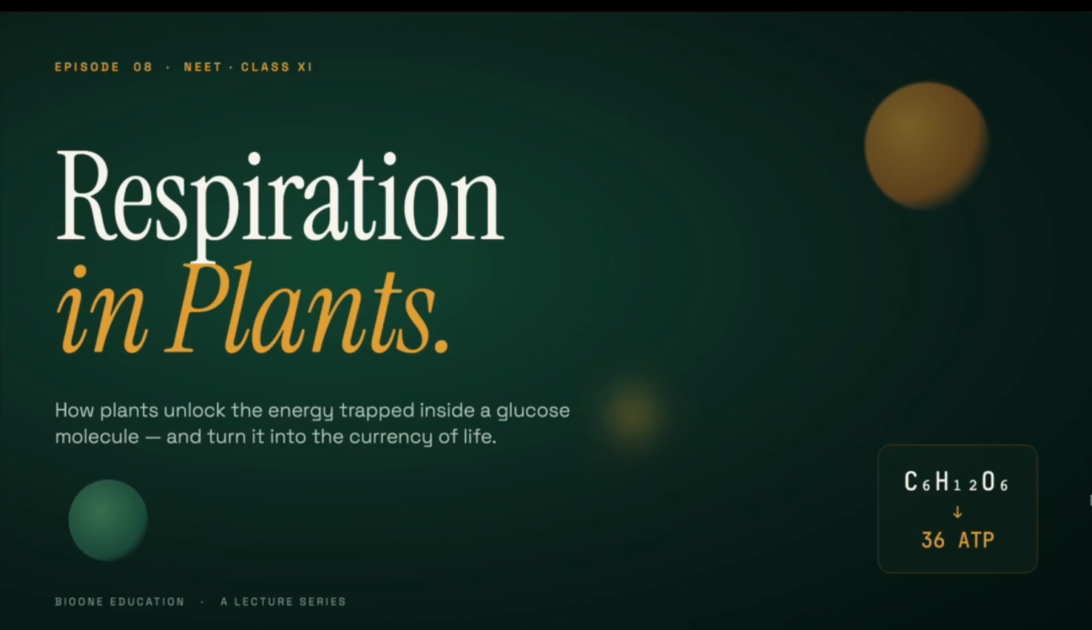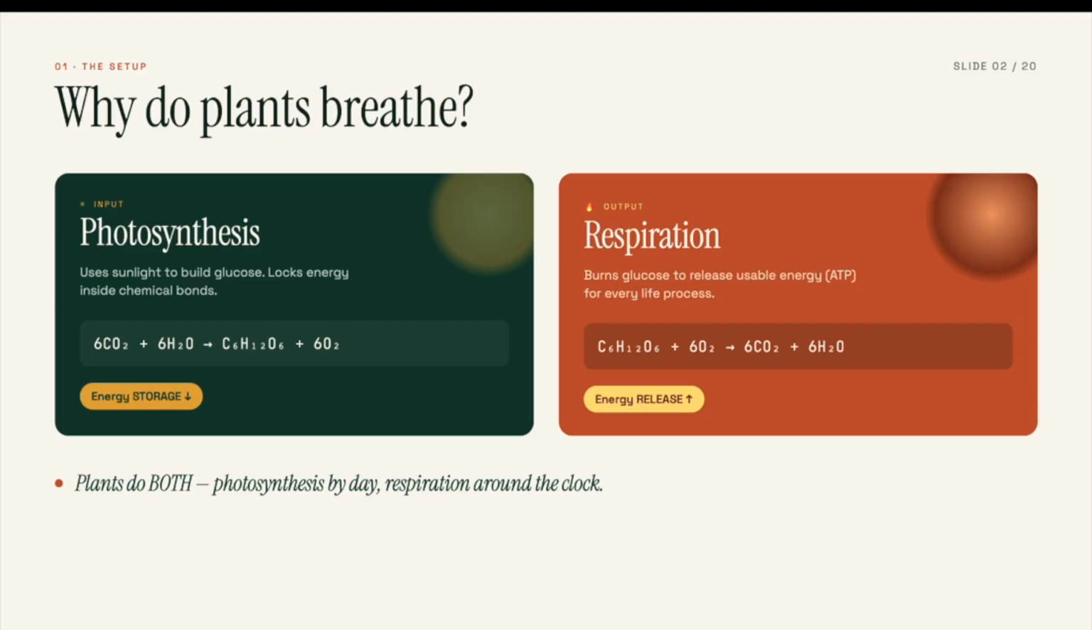Let's get started. First, let us clear a very common confusion. Many students think photosynthesis gives plants energy. Not exactly. Photosynthesis makes food. It stores energy inside glucose molecules. But to actually use the energy for growth, repair, transport, plants need to break glucose down. That is respiration. Think of it like this. Photosynthesis is like earning money and putting it in the bank. Respiration is like withdrawing that money and spending it.